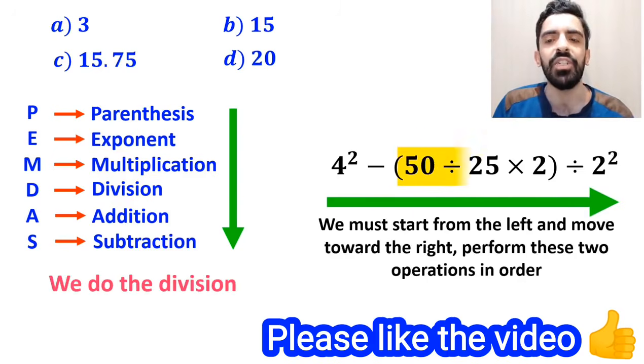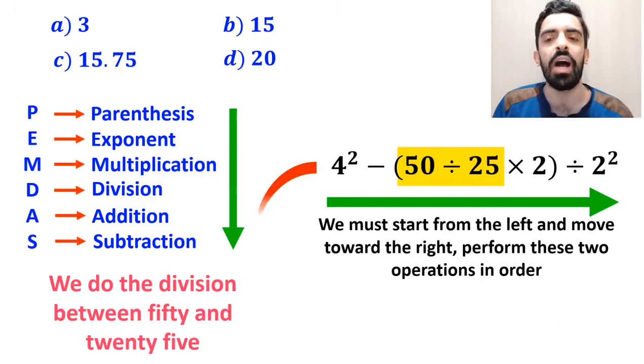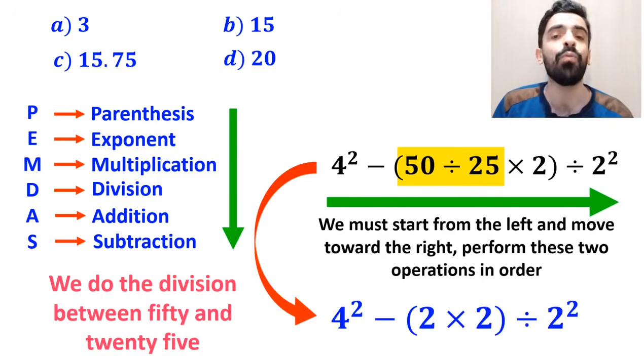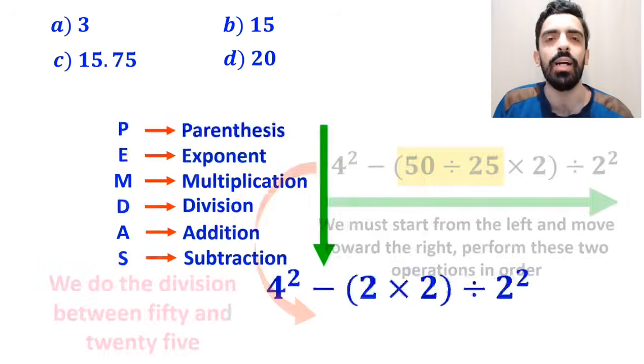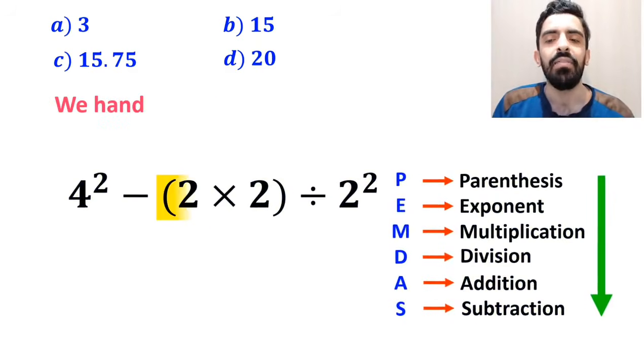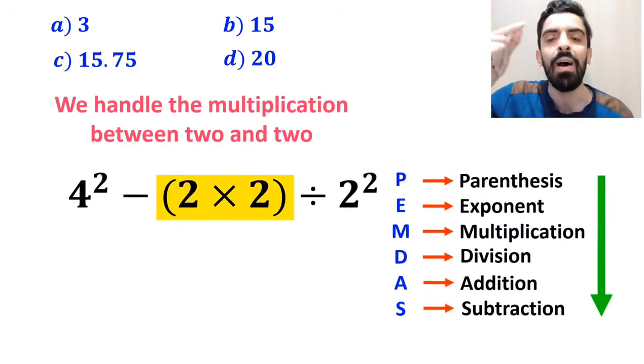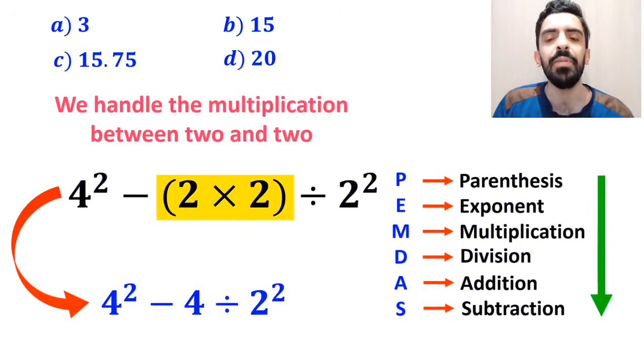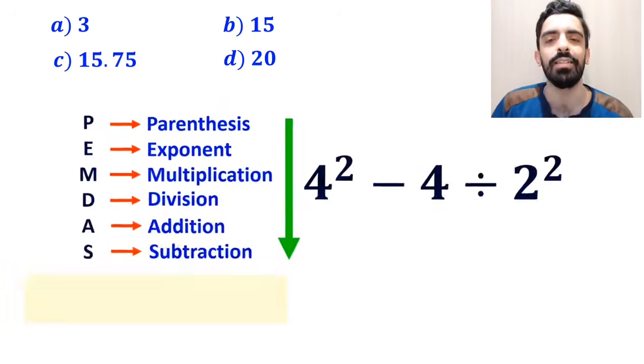So, first we do the division between 50 and 25, and this expression simplifies to 4 squared minus 2 times 2 inside the parentheses, then divided by 2 squared. And the next step, we handle the multiplication between 2 and 2, and this expression simplifies to 4 squared minus 4 divided by 2 squared.